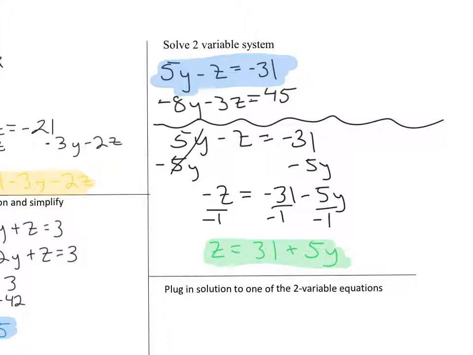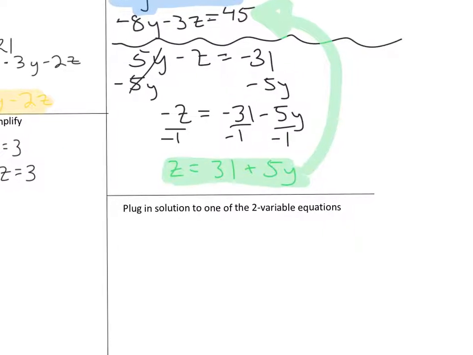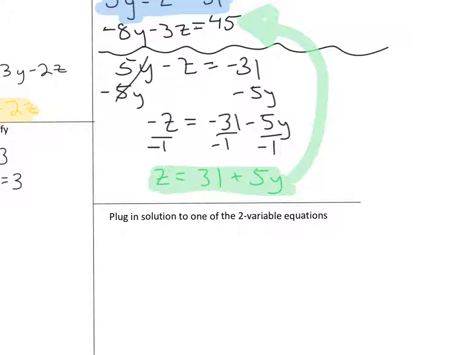Now, we're going to take this green shaded part, and we're going to plug it into the other equation. We're going to come in here and plug it into there, and more specifically, we're going to plug it into where the z is. So let's go ahead and do that. I've got my minus 8y minus 3. Now, instead of putting z, I'm going to put 31 plus 5y. And this is all equal to 45.